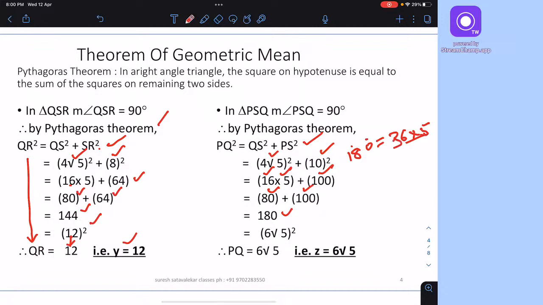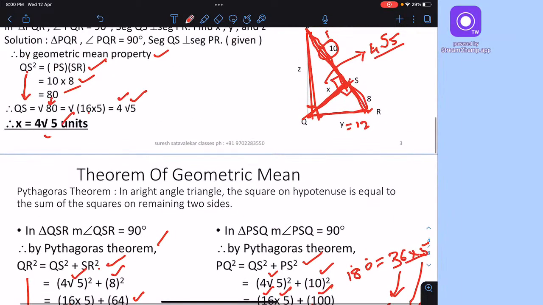Square root of 36 is 6, and square root of 5 is root 5. This is 6 root 5 square, so PQ is equal to 6 root 5. And PQ means Z. This Z is 6 root 5.